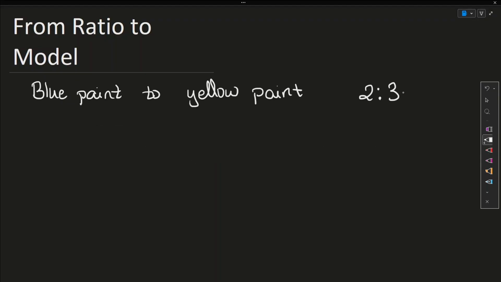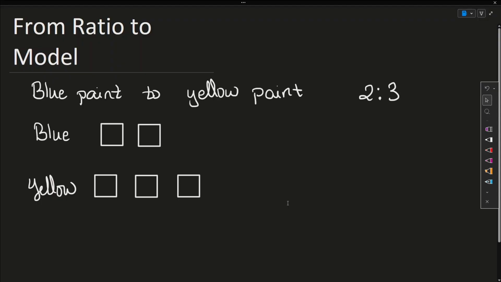Let's suppose that we have a ratio of blue paint to yellow paint that is 2 to 3. So the first row, the blue row, gets 2 squares. The second row, the yellow row, gets 3 squares. This picture tells us that for every 2 parts blue, there are 3 parts of yellow.